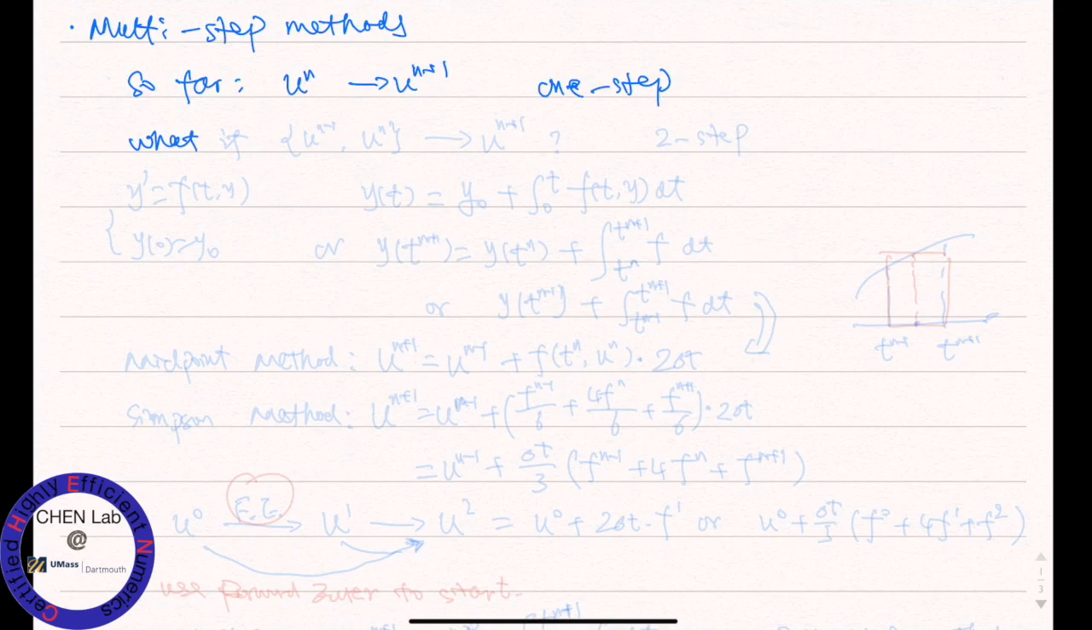What if maybe we have u_{n-1}? I mean, when you have u_n, you have u_{n-1} already. What if we compute something based on u_{n-1} and u_n? We compute u_{n+1}. Okay? That's called a two-step method.